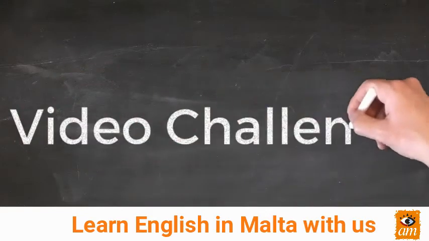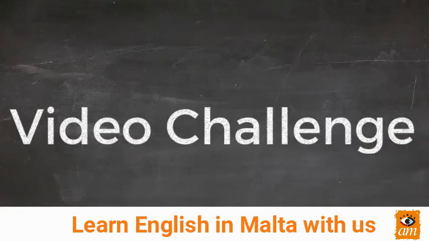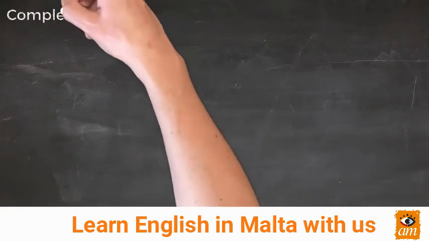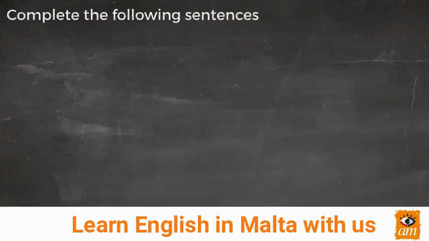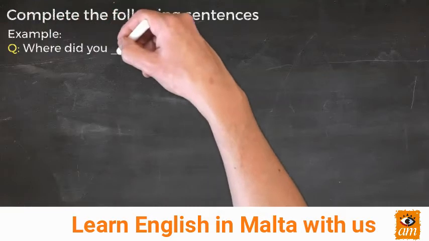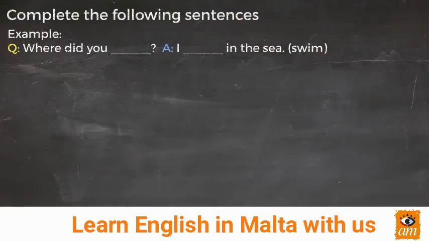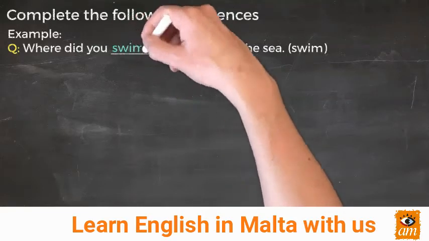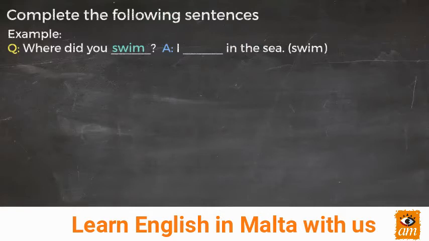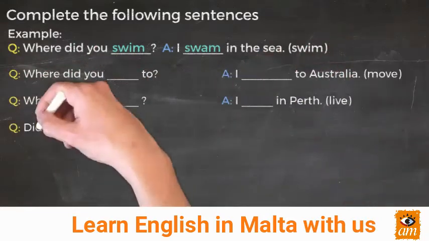Video challenge. Complete the following sentences. Now, for example, you have the question, where did you blank? And the answer, I blank in the sea, and we need to use the verb swim. So we have, where did you swim? The answer, I swam in the sea. See if you can complete the questions and answers below.